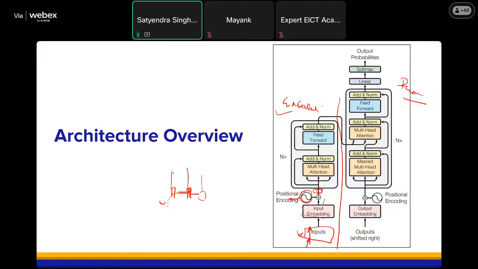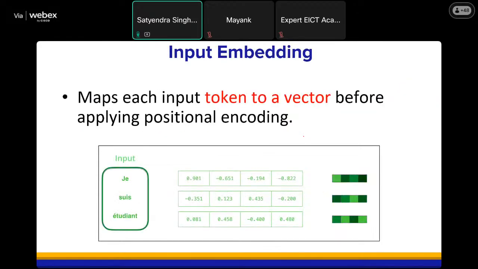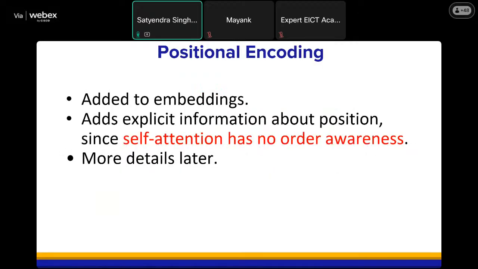On the encoding side, you have many encoding layers. You might have n layers of encoding, and in that particular paper, the researchers used six encoding layers. Each encoding layer has two main functions: the attention mechanism and the feed forward network. The input embedding is nothing but the word vectors. All the input tokens are mapped to vectors using the positional encoding before applying self attention, because there is no notion of order awareness in self attention, so we have to add the positional encoding. We'll talk about it later.